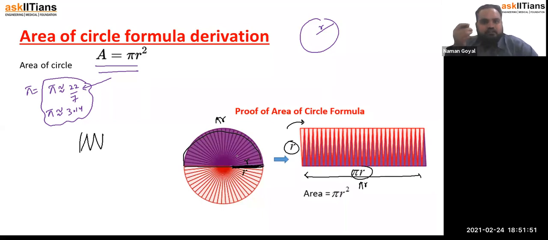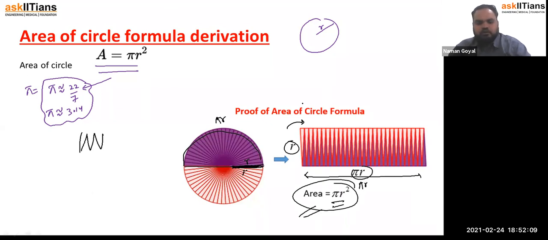The area of rectangle is what? Length into breadth. So length is pi r and breadth is r. So it becomes what? Pi r square. Simple as that. Are you getting my point? So this is the derivation of this formula. Nobody is going to ask the derivation. Okay. So you have to remember the formula only. Okay. Are you getting my point?